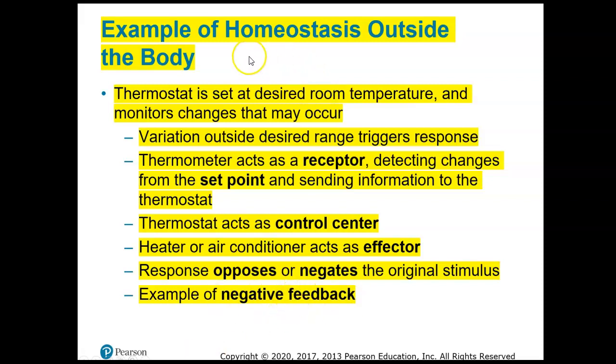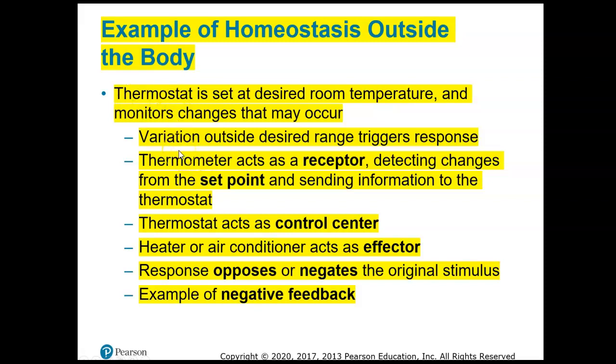So an example of homeostasis that does not occur in the human body, it occurs in our homes, uses the thermostat as the control center. Okay, so our thermostat is like our control center, and it is set at a desired room temperature. So we may have it set at 68 degrees. That's where I like it set. But other people may want it to be 70 or higher or even lower than 68. But let's just say 68 for now, okay?